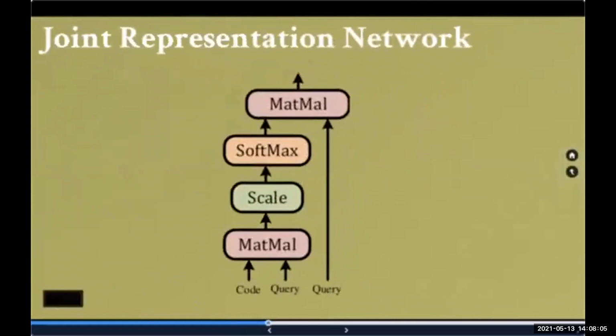Similar to the self-attention network, we can build the joint representation network by changing the inputs of the self-attention network. Specifically, we can use code as the query vector and description as the key vector and value vector to get the code-description attention weight matrix, and use description as the query vector and code as the key vector and value vector to get the description-code attention weight matrix. Through the joint representation network, our model can learn deep-level semantic relation between the code snippet and the description.